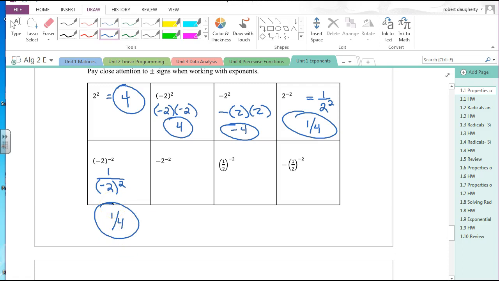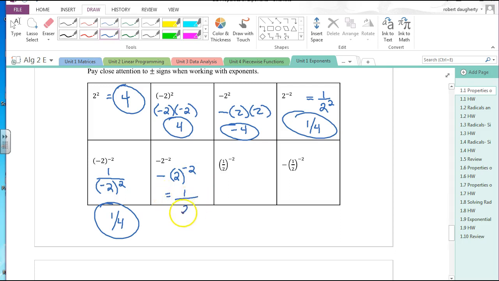Now, how is that different than the next one? The next one is going to be what kind of number? A positive or negative number? It's a negative number. So it's the negative of 2 to the negative 2. You can think of it like this, the negative of 2 to the negative 2. How do I deal with 2 to the negative 2?